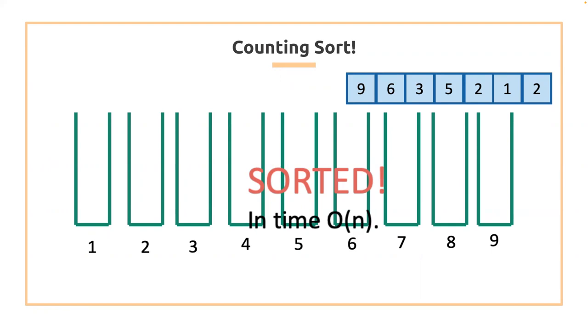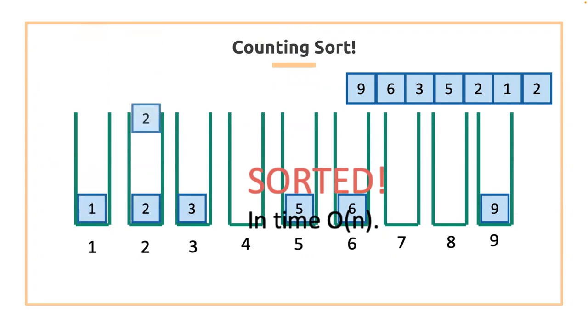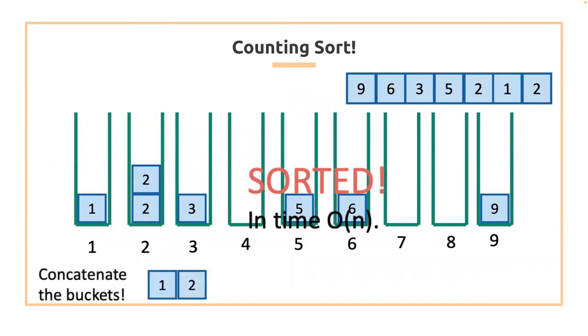Yeah, you're right. For counting sort, you need to know a maximum. What is the maximum possible value that will appear in your array? In this case it's 9, but let's say we know what the maximum is. Then I can just make a bunch of buckets. Instead of doing all these comparisons to see who's bigger than whom, I can just say, 9 goes here, 6 goes here, 3 goes here, 5 goes here, 2 goes here, 1 goes here, and then 2 goes here. Then I go in order of the buckets. I grab 1, then the two 2s, then 3, then 5, then 6, then 9. And now this array is sorted.